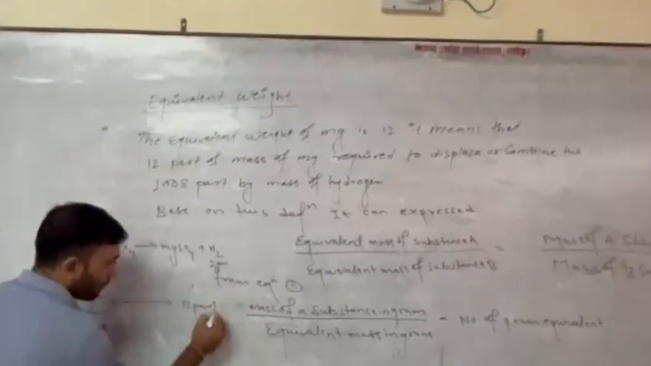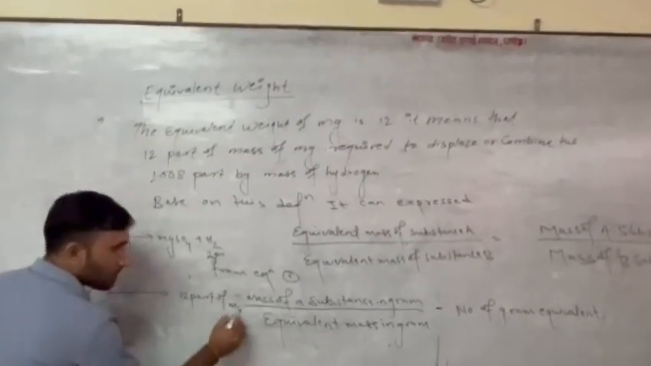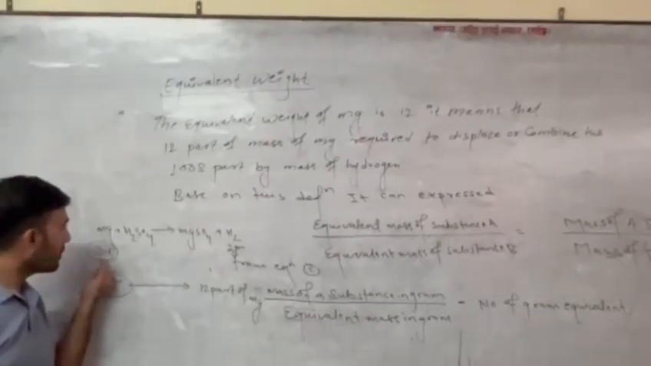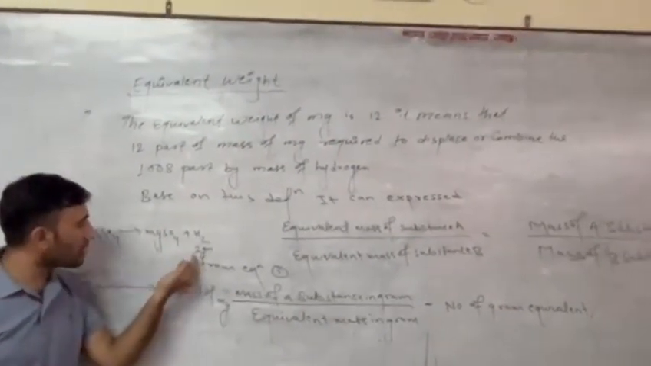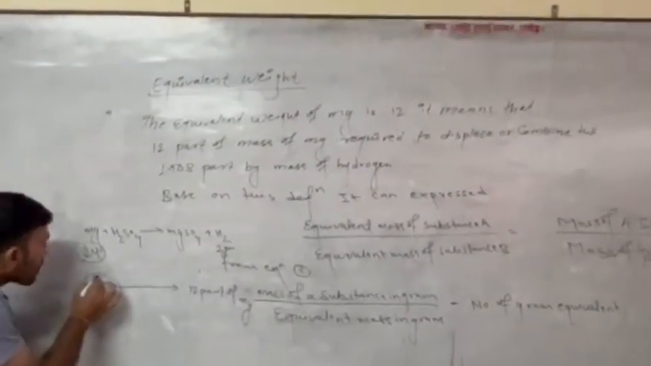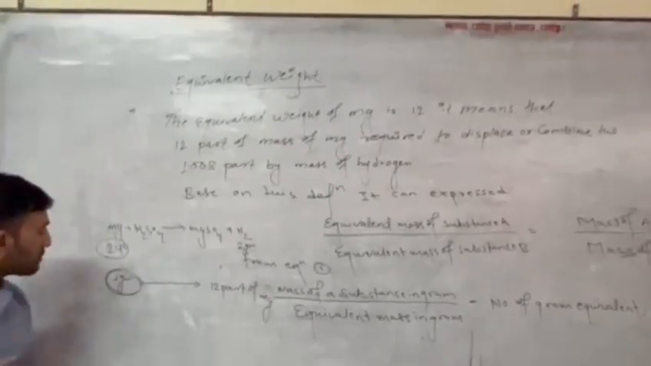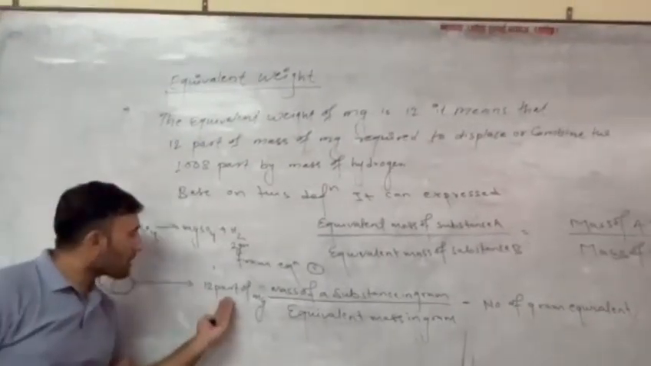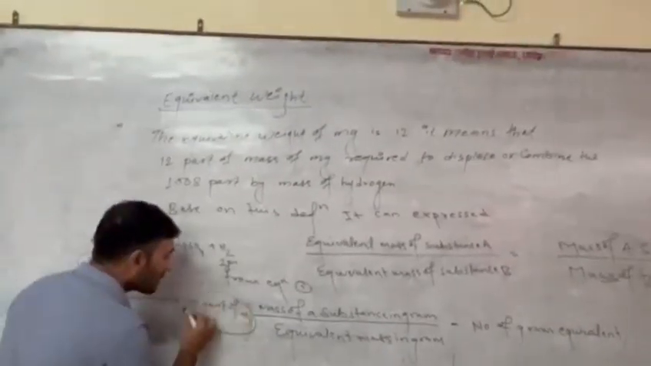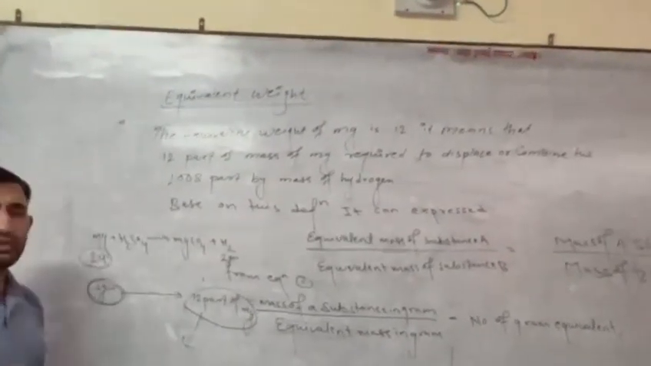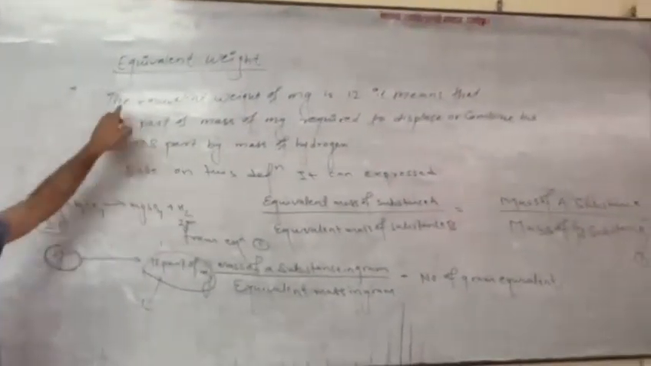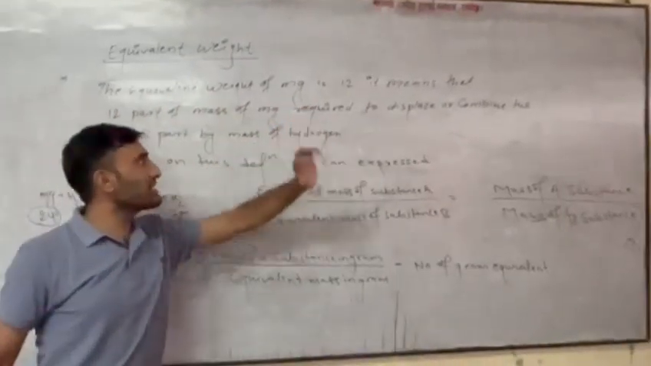Given parts of Mg: 24 parts of magnesium are required to displace 2 grams of hydrogen. Then to displace 1 gram, 12 parts of Mg are required. It means that this 12 is the equivalent weight of magnesium.